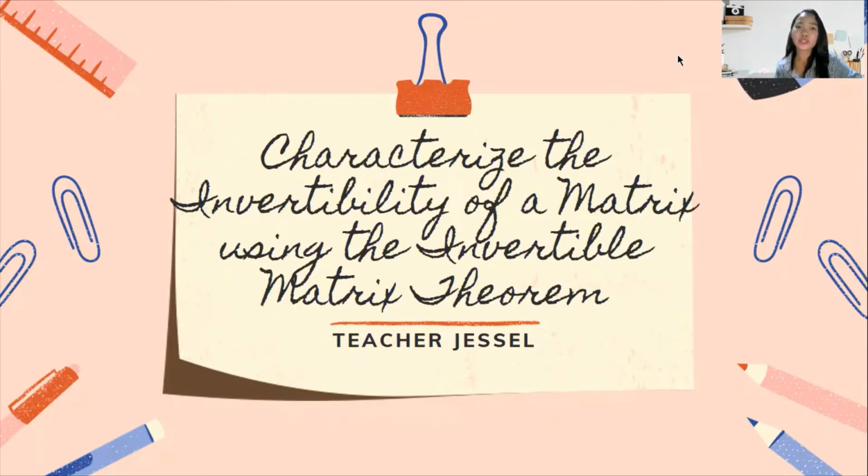So, the invertible matrix theorem. This theorem basically summarizes all the other theorems that were discussed by the previous presenters. This theorem also contains statements that are equivalent with one another.